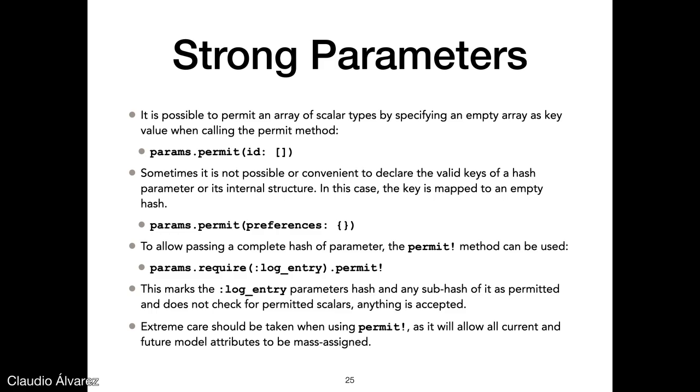Entonces, obviamente, esta flexibilidad hay que usarla con responsabilidad porque nos pueden meter chanchullos dentro de esos corchetes, digamos. Puede llegarnos un objeto que está lleno de cosas y nosotros igual tenemos que filtrar aquello que está permitido usar en una asignación masiva, en un mass assignment. De hecho, está esta forma bien agresiva, ¿ya? To allow passing a complete hash of parameters, the permit with exclamation mark can be used. Params require logged entry dot permit, exclamation mark, and that will allow any hash or subhash parameter.